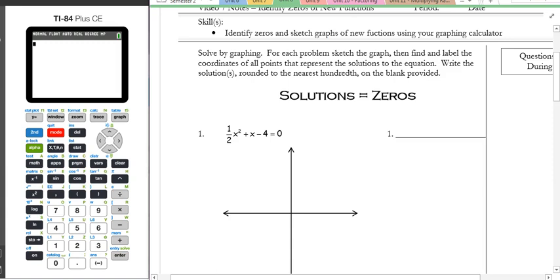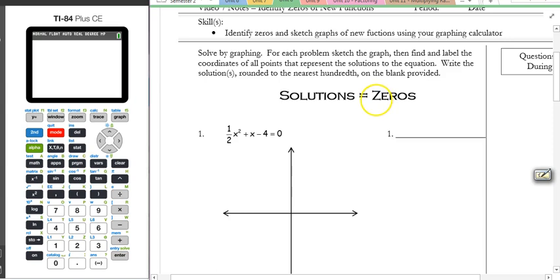Our directions are going to state that we have to solve by graphing. Those aren't unfamiliar directions. But what we're talking about is that solutions are the same thing as zeros. So when you hear your teacher, you hear me, you hear somebody say, find the zeros, those zeros are the same things as the solutions. What are the x values?